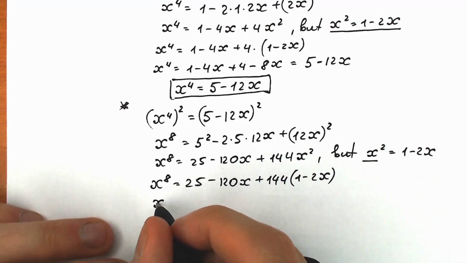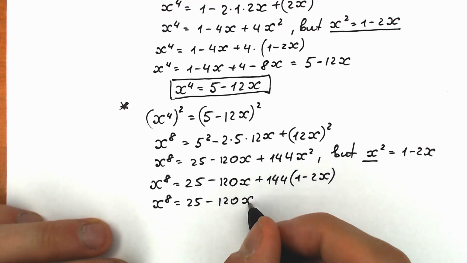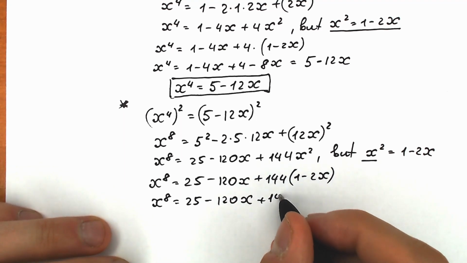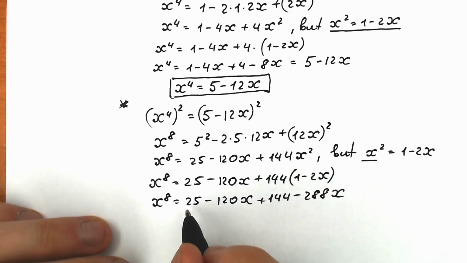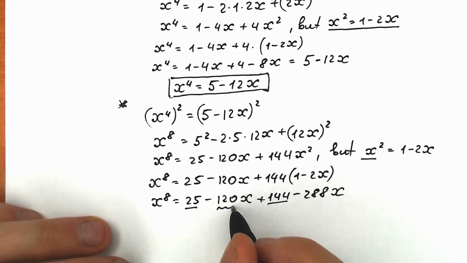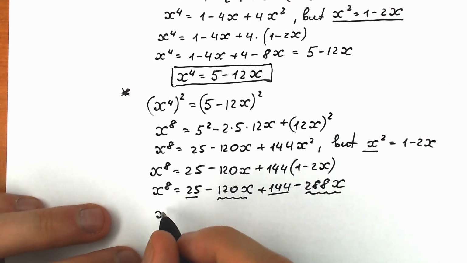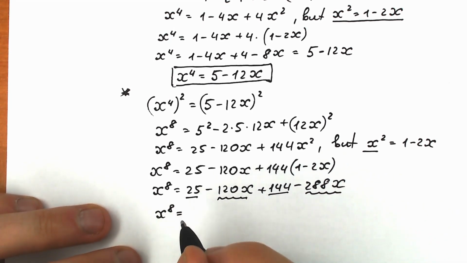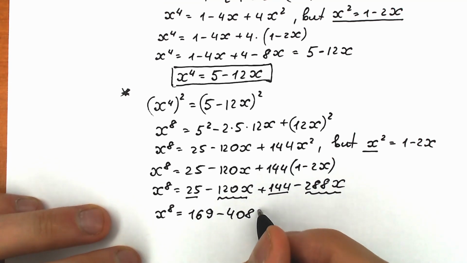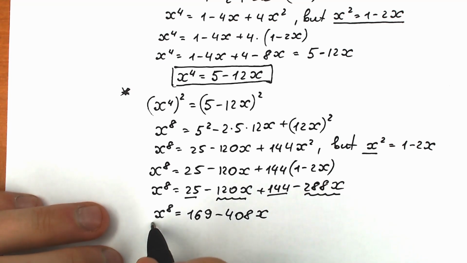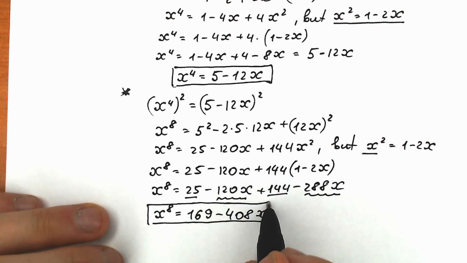So x to the 8th power equals 25 minus 120x plus 144 minus 288x. We have constants and variable terms, so let's group them together. Our x to the 8th power equals 169 minus 408x, and this looks like our answer, because we need to find x to the 8th power.